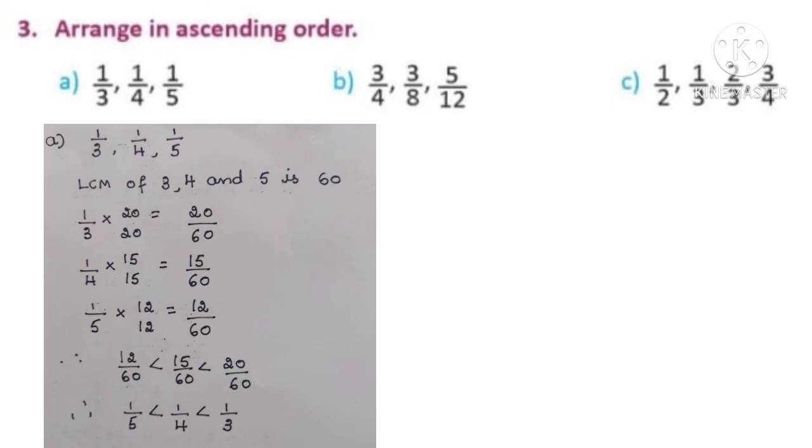For 1 by 4 fraction, we should multiply numerator and denominator by 15, so that in the denominator we will get 60 and numerator 15. 1 by 5, multiply numerator and denominator by 12, so that 1 into 12 equal to 12, 5 into 12 equal to 60. In all the given fractions, we got denominator 60. So, you can find 12 by 60 less than 15 by 60 less than 20 by 60. That is nothing but 1 by 5 less than 1 by 4 less than 1 by 3.